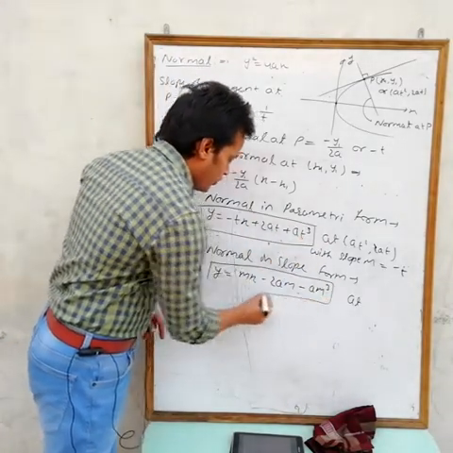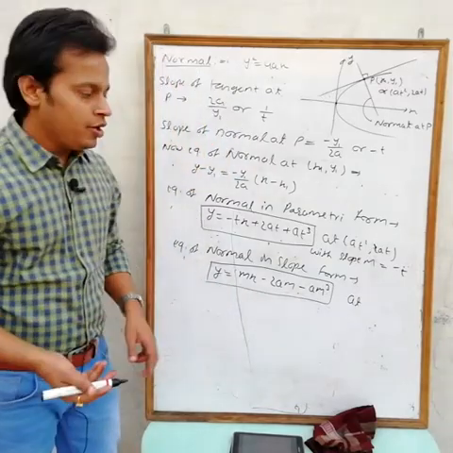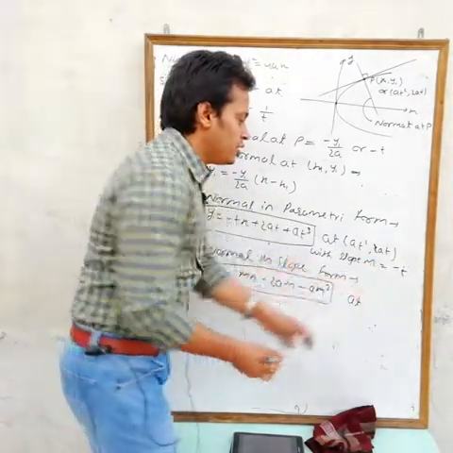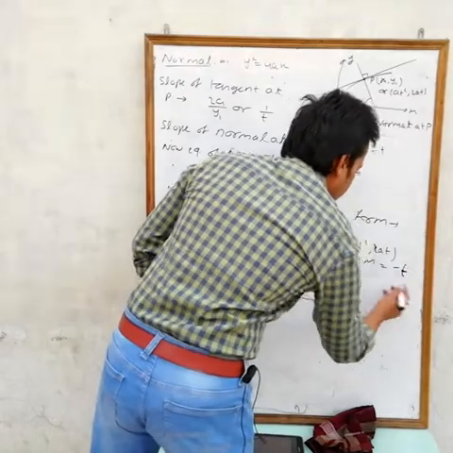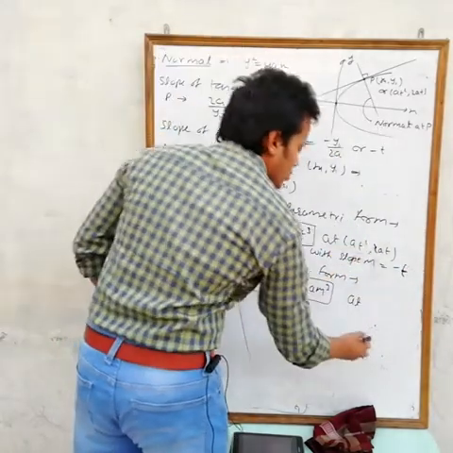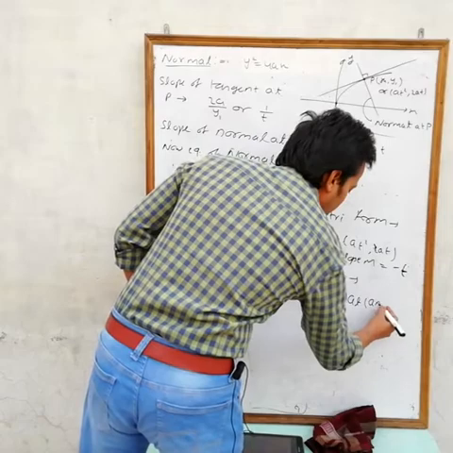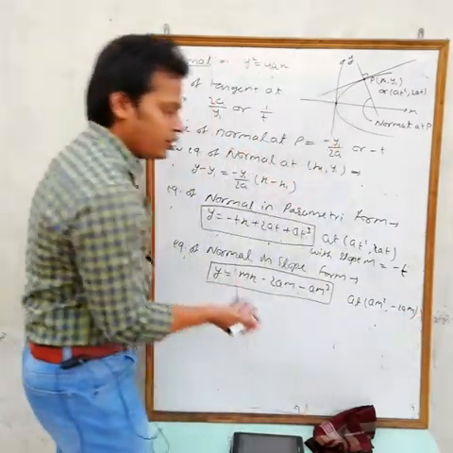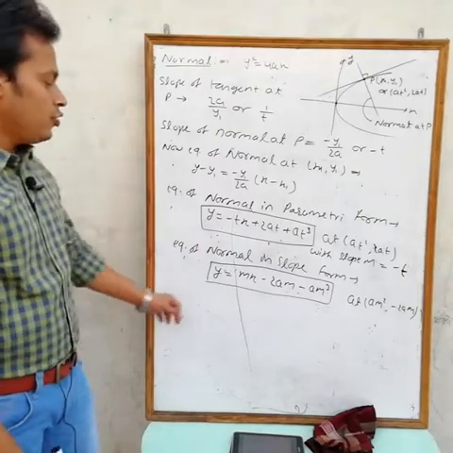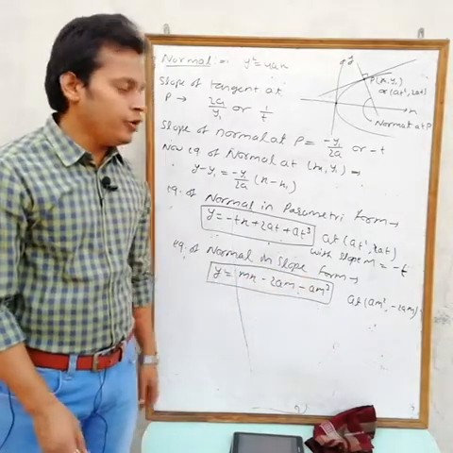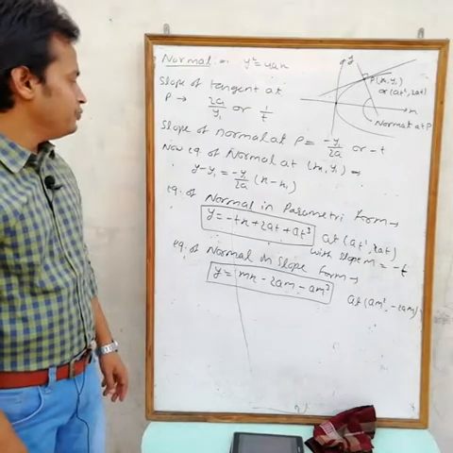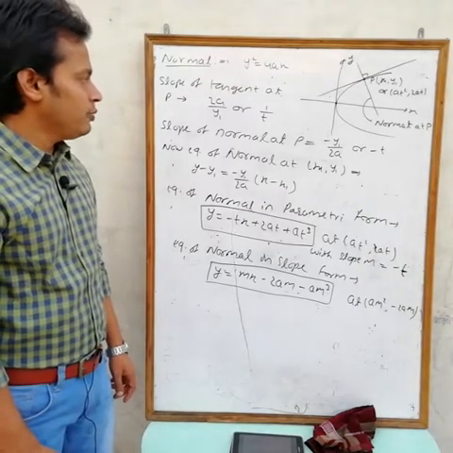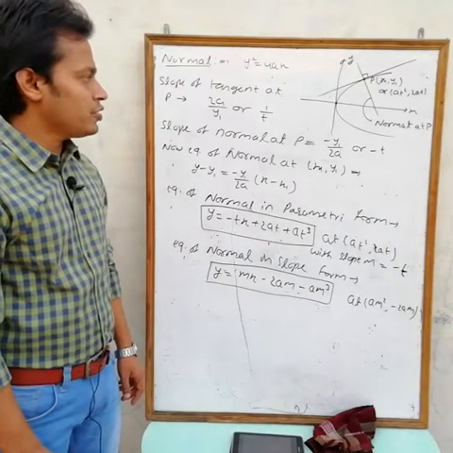So I can convert t in terms of m because we have the relation: t equals minus m. So just replace t with minus m. What will you get? am square comma minus 2am. Okay, now we have the equation of normal in slope form and also the point in terms of m. Any problem? So now remember the equation of normal.